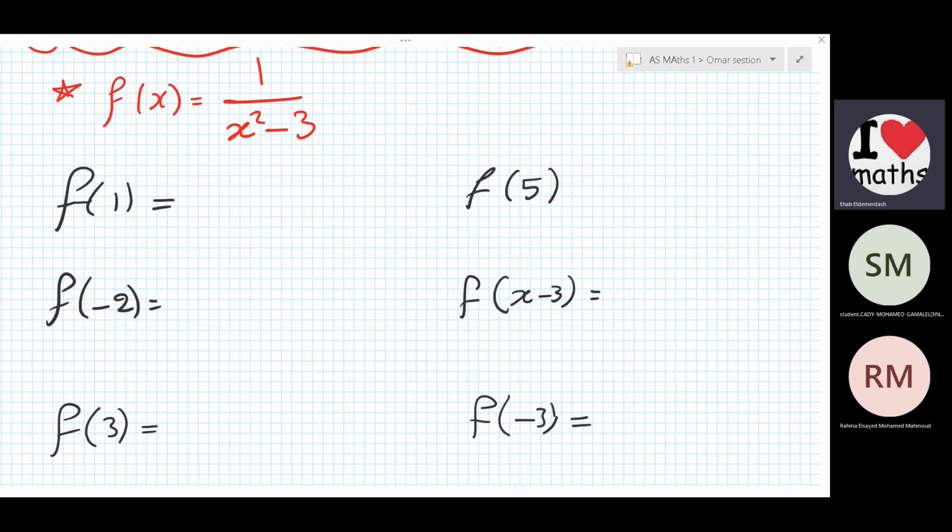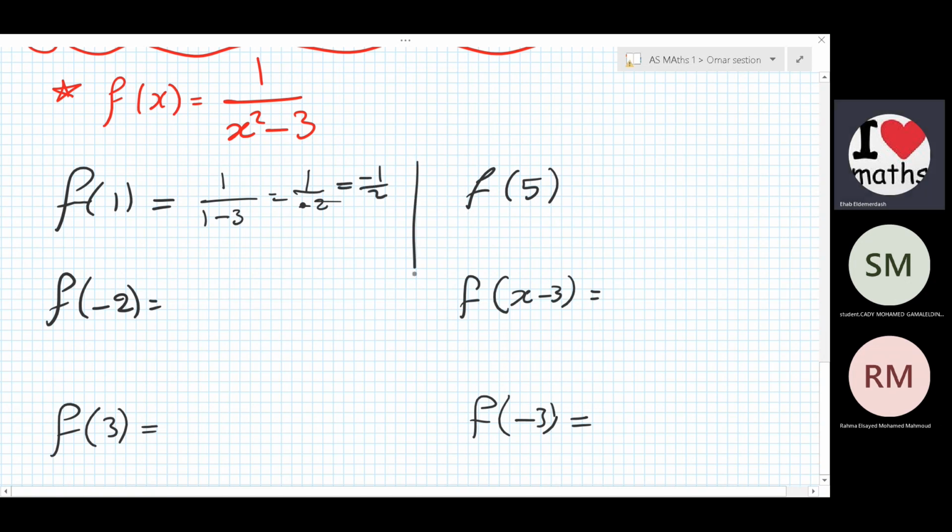Okay, that's it, guys, we finished it. f of 1, what's the answer of f of 1? 1 over 1 squared minus 3, so 1 minus 3, which is like 1 over negative 2, which is equal to negative 1 over 2.